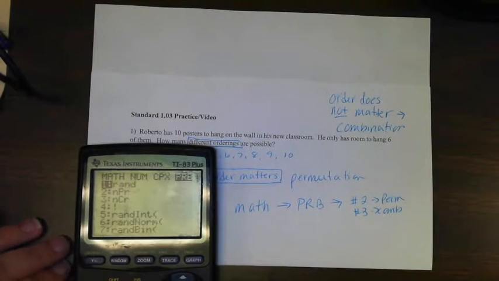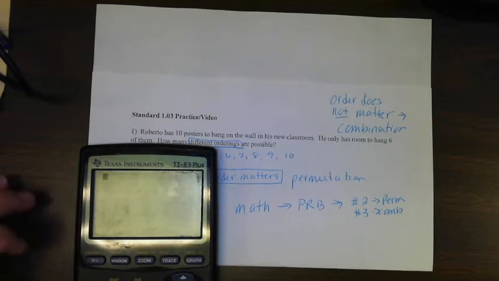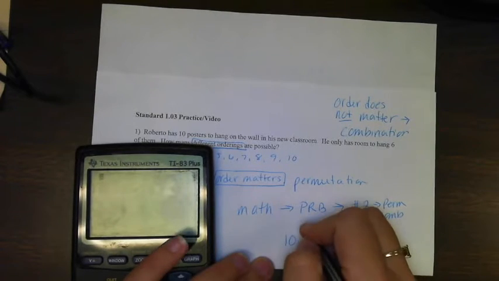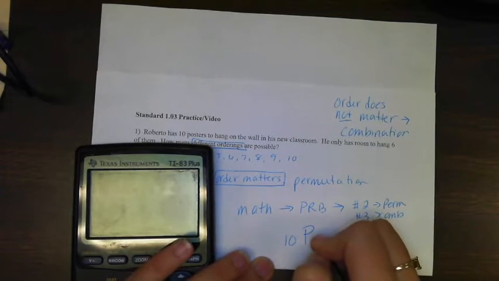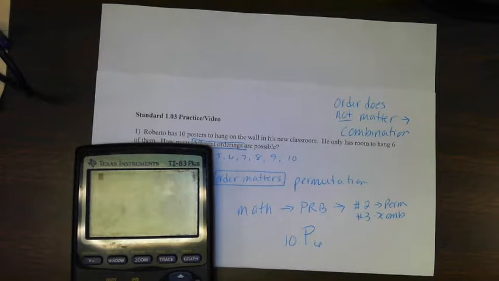And so in this particular example, you have N and you have R. Those are what you need to type in your calculator. First thing you do is type N. N is how many items you have total. Then it's a permutation. And then R is how many you are selecting at a time. So we want 10 choose 6.